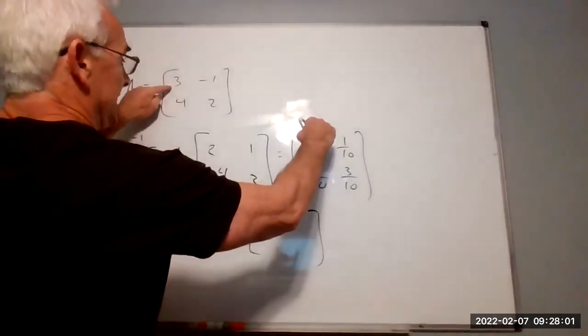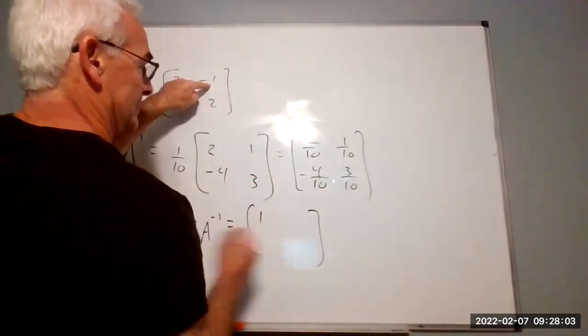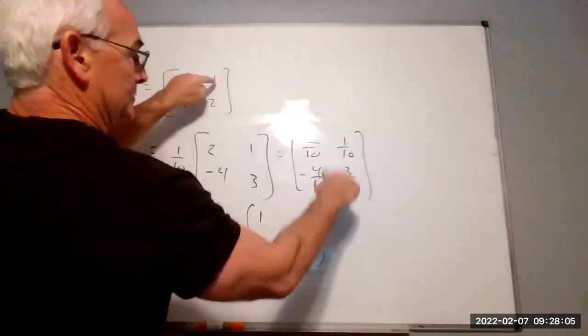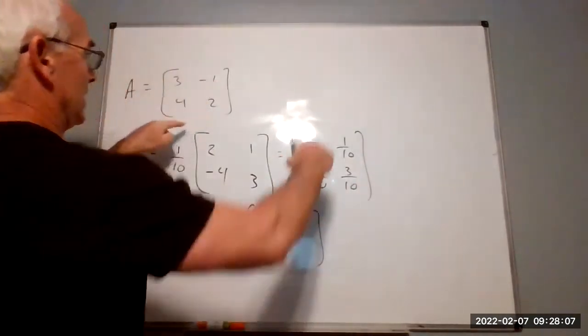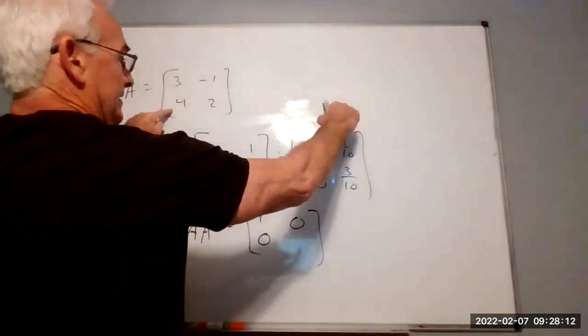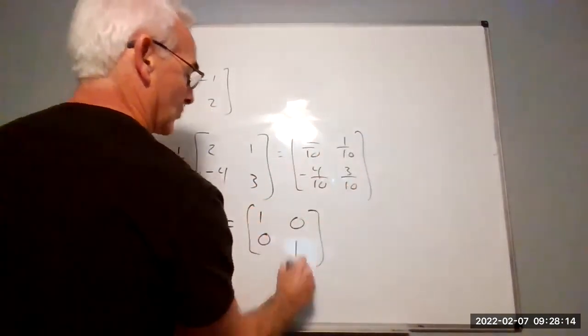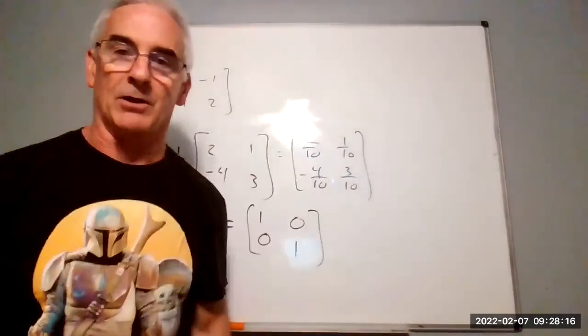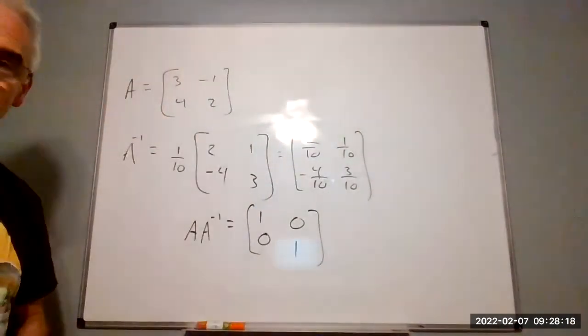So I have 6/10 plus 4/10, that's 10/10. I have 3/10 plus -3/10, that's 0. I have 8/10 plus -8/10, that's 0. I have 4/10 plus 6/10, that's 10/10 or 1. The crowd goes wild, confetti everywhere. It worked, I didn't mess it up.